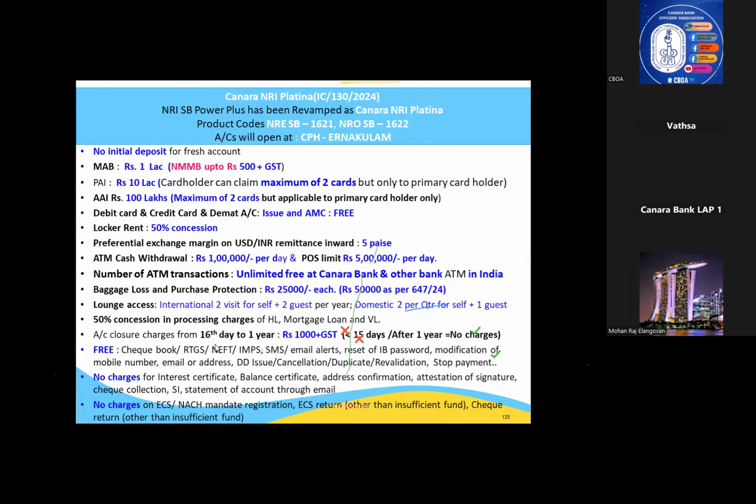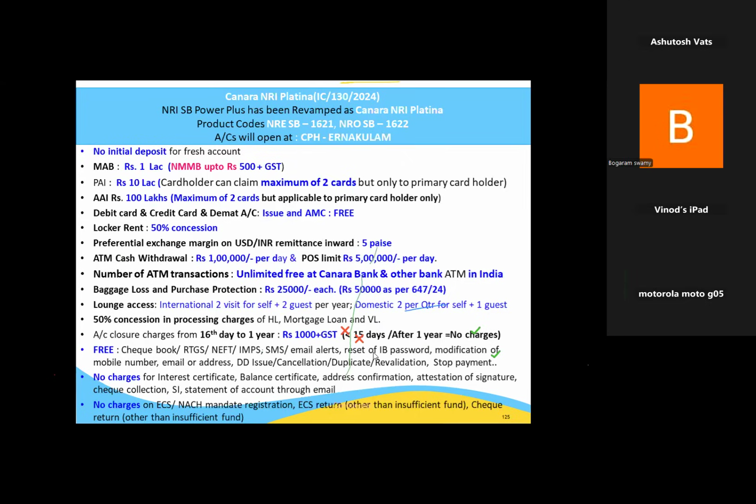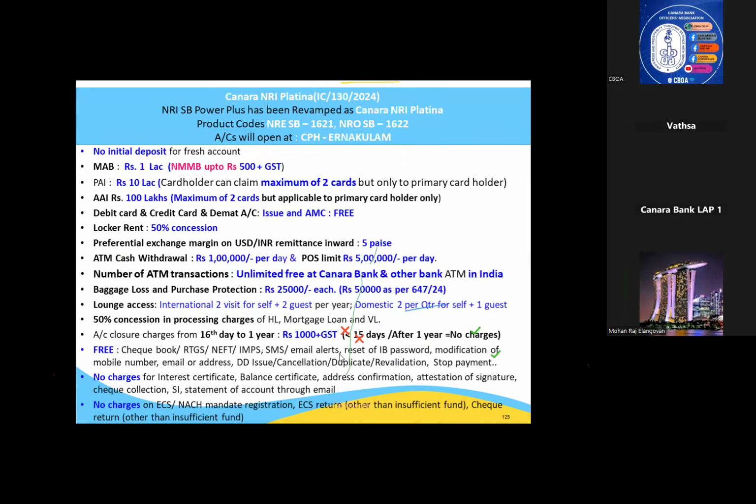Then account closure charges, it is applicable. 1,000 plus GST, 15 days after or 1 year. Free checkbook, RTGS, NEFT, IMPS, SMS, email alerts, reset of internet banking password, modifications in mobile number, email or address, DD issue, cancellation, duplicate, revalidation, stop payment.